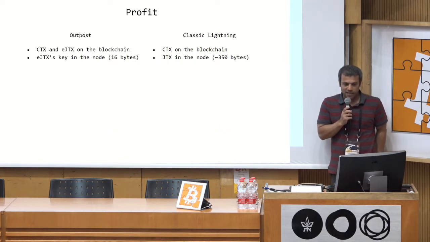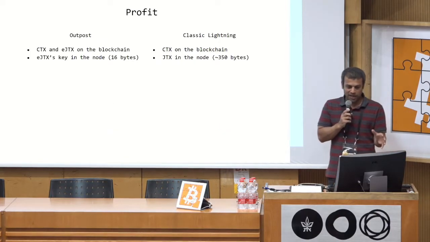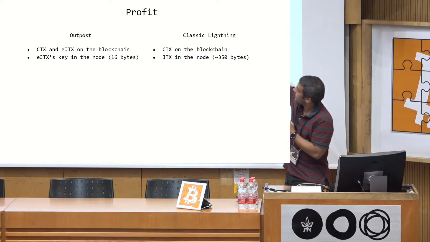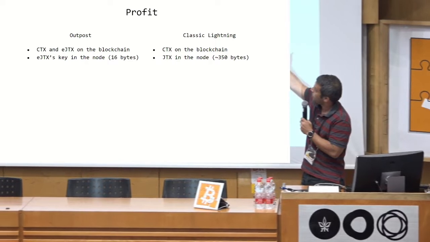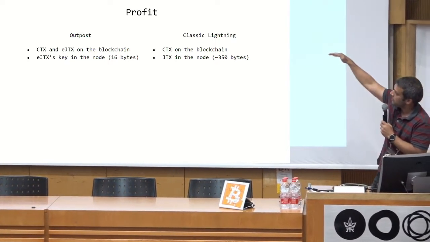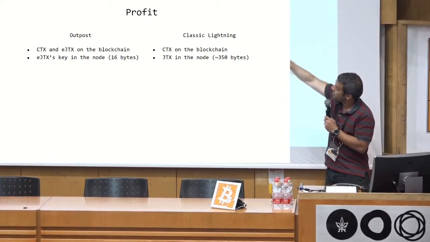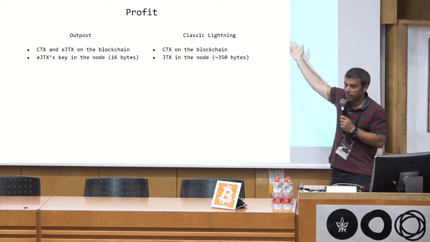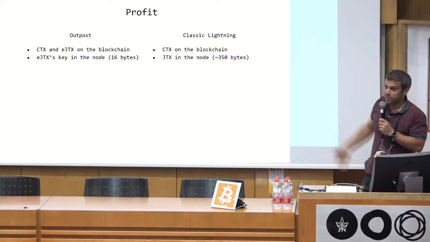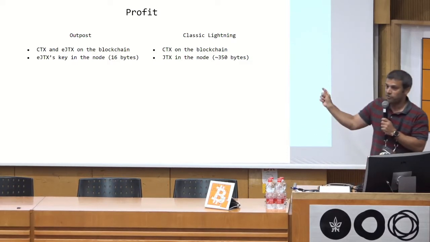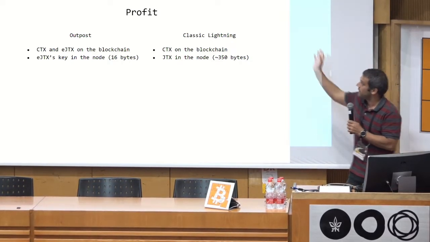Okay, so here is what we are doing in a nutshell. The similarities are basically, in classic Lightning, we have only the commitment on the blockchain. In Outpost, both commitment and the encrypted justice are on the blockchain. In classic Lightning, the justice transaction is in the node, which is approximately 350 bytes, and that keeps expanding. In Outpost, we have only the key to decrypt it in the node, which is only 16 bytes in this case. So this is where the savings are coming from.